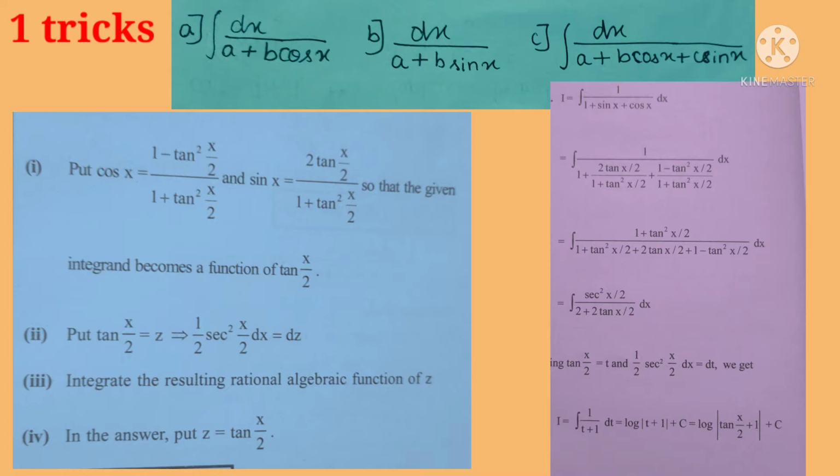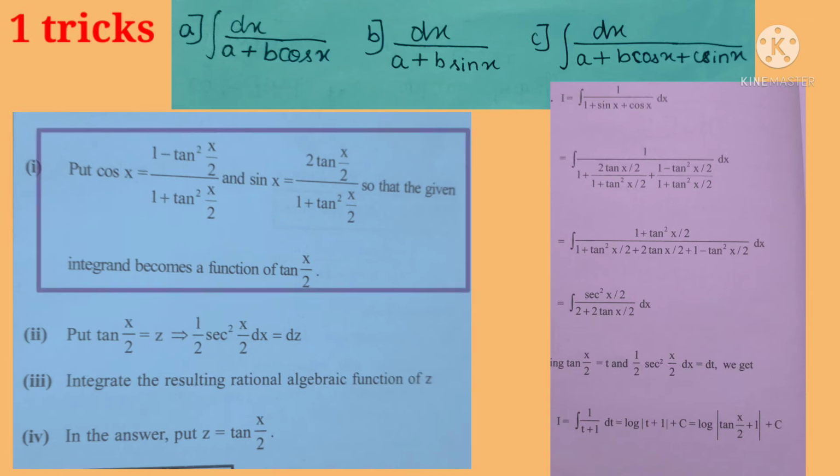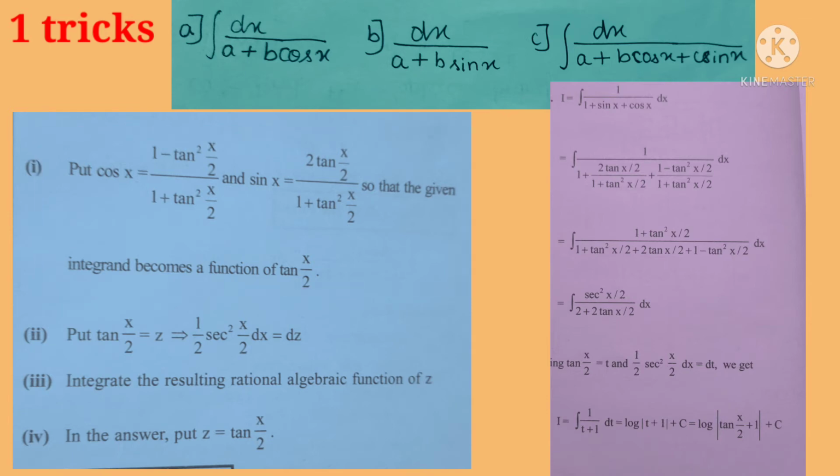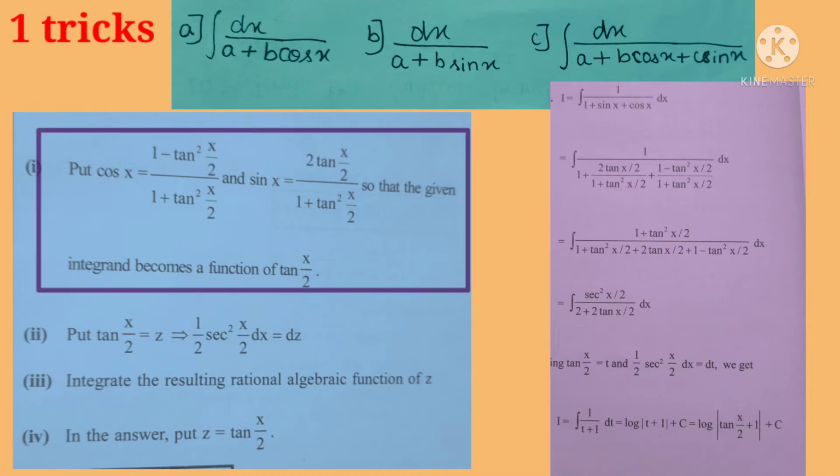So the first method: cos x is equal to 1 minus tan square x by 2 divided by 1 plus tan square x by 2. This formula we have already studied in the trigonometric function. If any query is related to trigonometry or the trigonometric chapter, then don't forget to check the description box and even the I button. And sin x is equal to 2 tan x by 2 divided by 1 plus tan square x by 2. We have already gone through this formula.